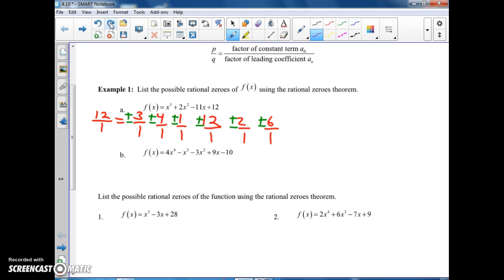So it's easy, you just heard that. To write down your answer, put a little bracket and say, here are my answers. It's plus or minus 1, plus or minus 2, plus or minus 3, plus or minus 4, plus or minus 6, and plus or minus 12. All those things are possible rational zeros of this polynomial. Now, are all of them rational zeros? No, just some of them are. But these are all the possible combinations you can have to be rational zeros.